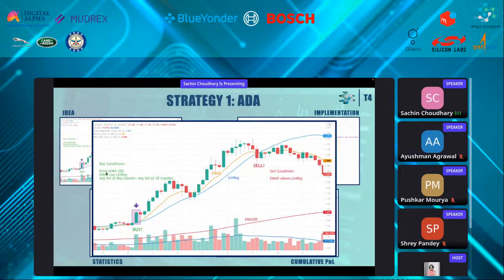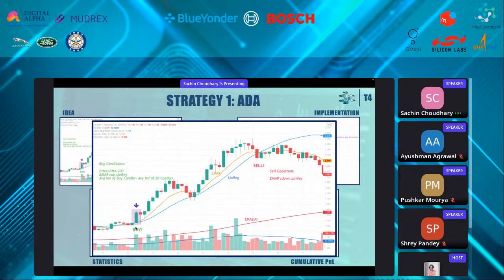Here, the buy conditions are: price should be above the 200 moving average. This is the red line, that is the 200 moving average. The second condition is the EMA 9. The yellow line is EMA 9. EMA 9 should be above the linear regression. When the EMA line crosses above the linear regression, there is another buy condition. And lastly, average volume should be greater than the last 20 candles. The intersection of all these conditions will give us the buy order.